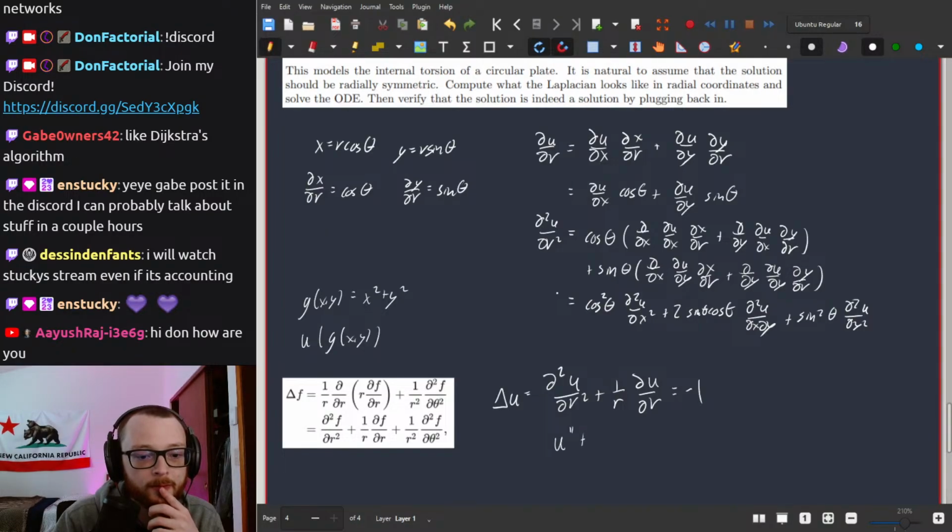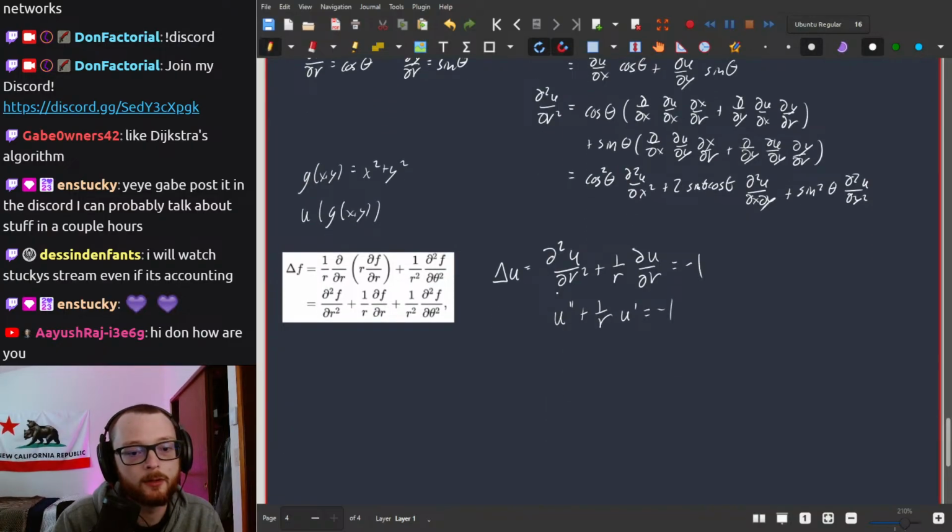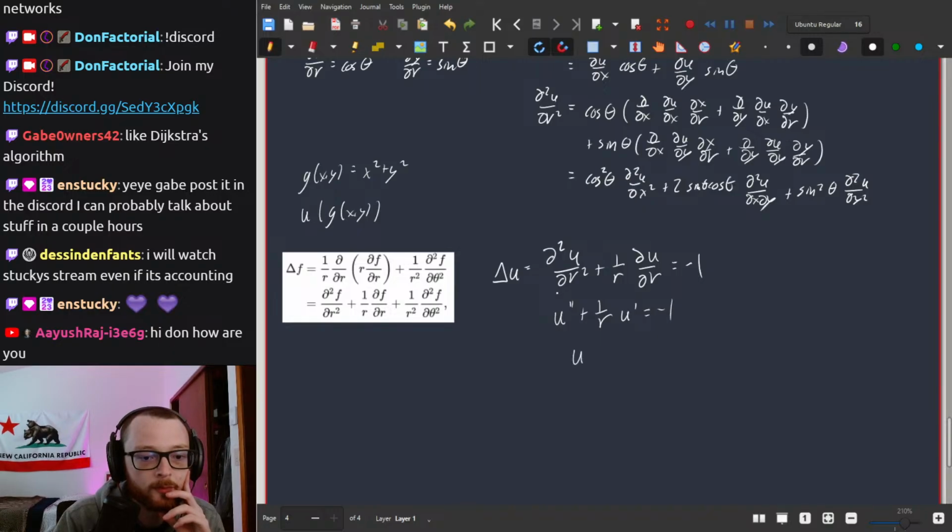So honestly, let's just write it like this. And I guess we do separation of variables. Well, this doesn't separate, does it? It's annoying. It's still linear. Yeah, we can't separate it. Oh well. So what are we doing?